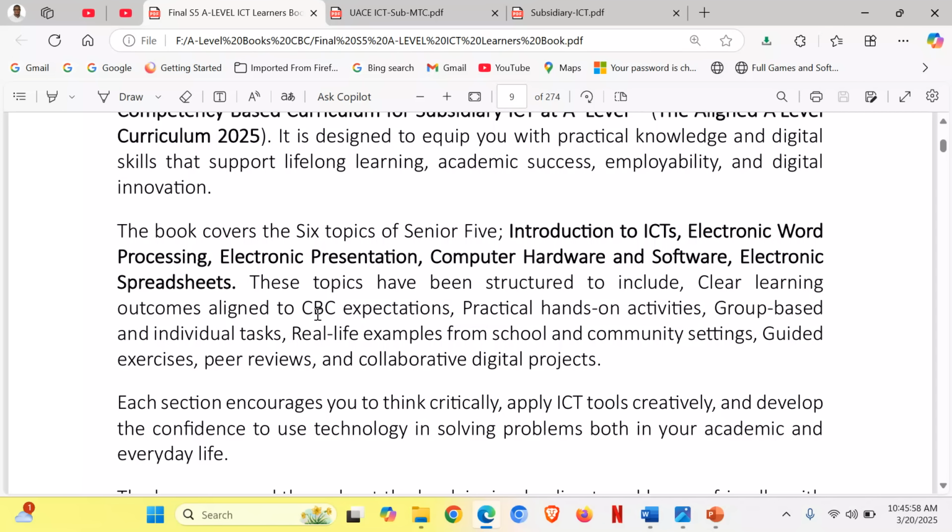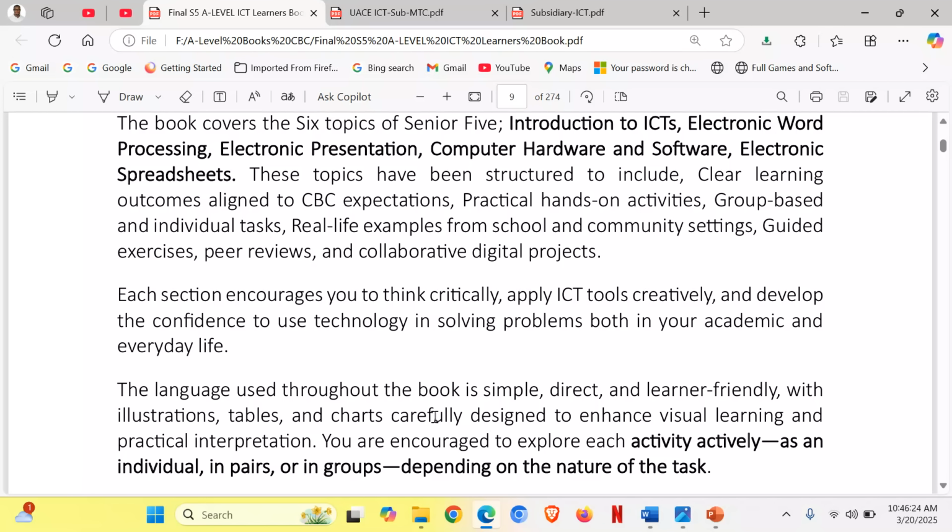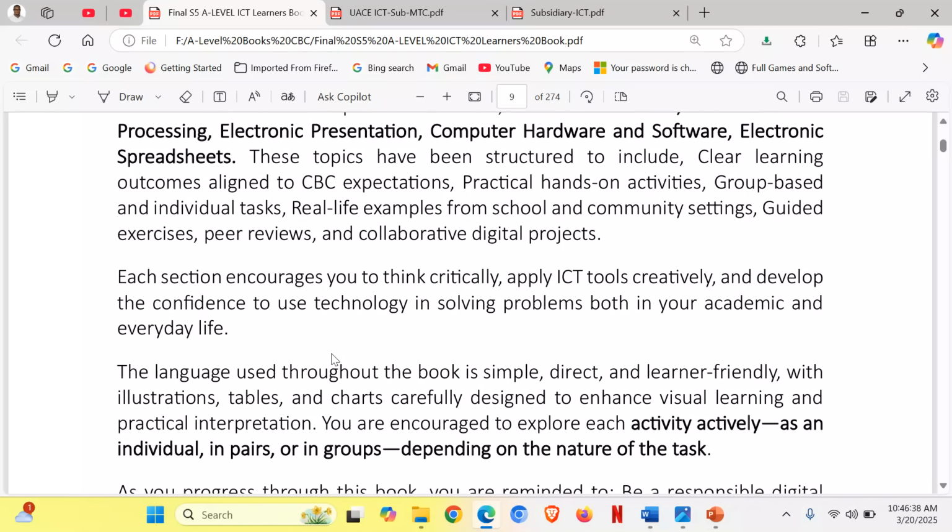These topics have been structured to include clear learning outcomes aligned to the CBC expectations, practical hands-on activities, group-based and individual tasks, real-life examples from school and community settings, guided exercises, peer reviews, and collaborative digital projects. Each section encourages you to think critically, apply ICT tools, creativity, then develop the confidence to use technology in solving problems both in your academic and everyday life.